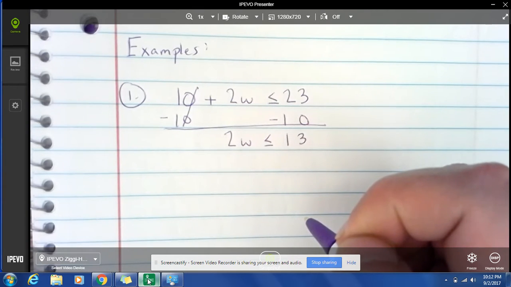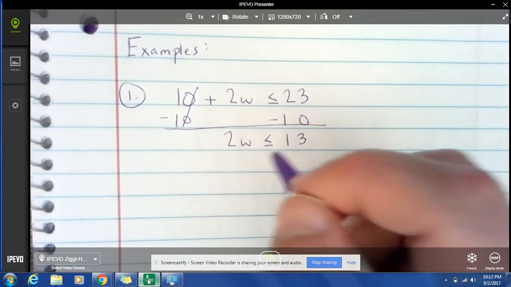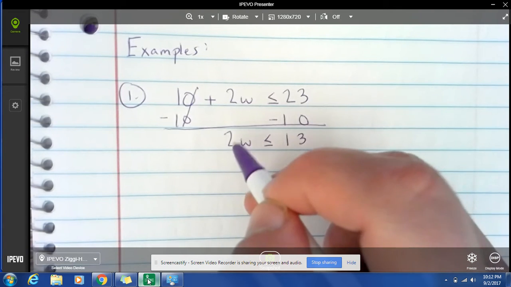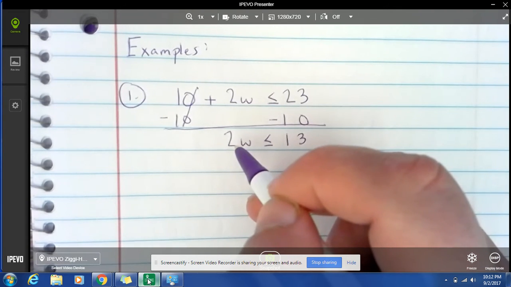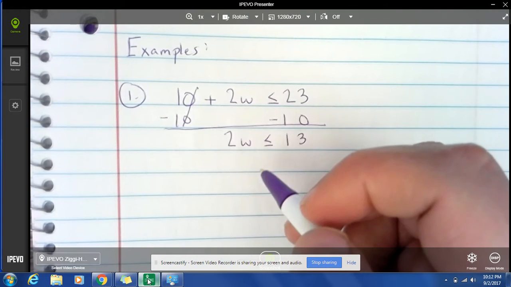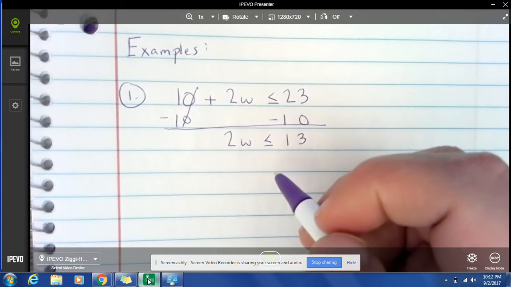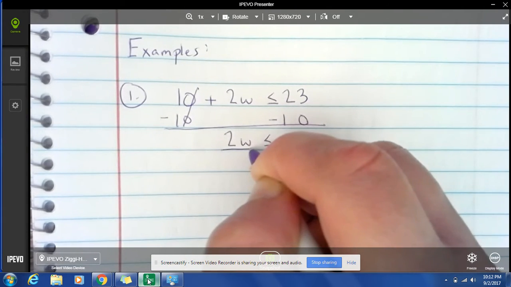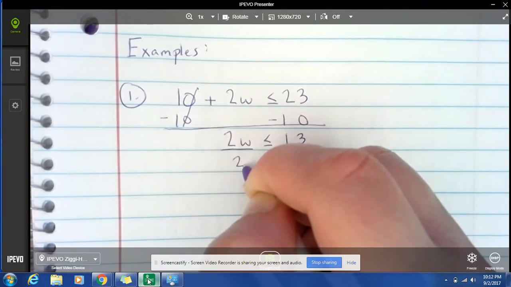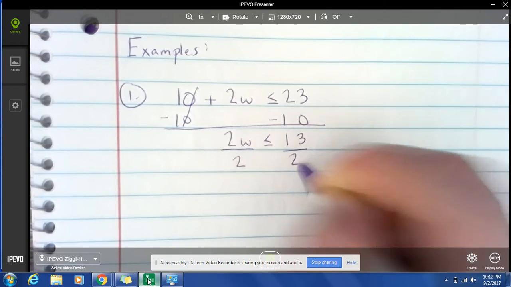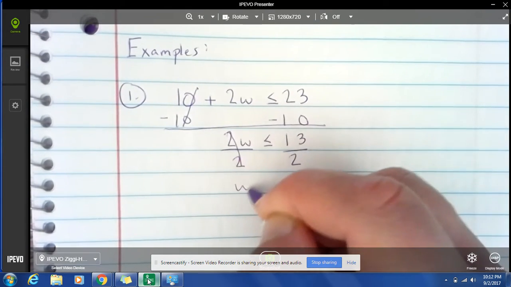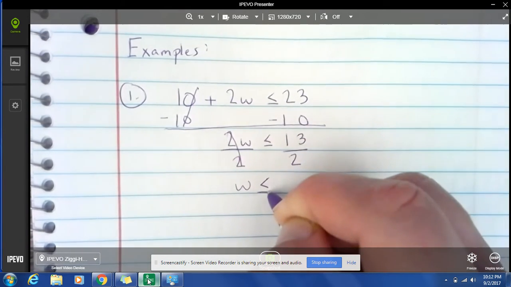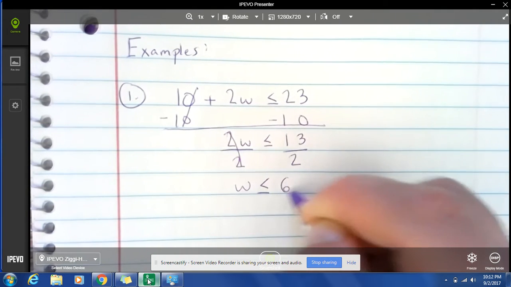And then the next step says that we should multiply or divide. It also says, if you look at the new step 4 that you have, to look at this coefficient. What's next to the variable? Is that negative? It's not, so we don't need to worry about that right this second. We're just going to go ahead and divide, and everything should be all good. So go ahead and divide by 2, and divide by 2. And so W is less than or equal to 6.5.